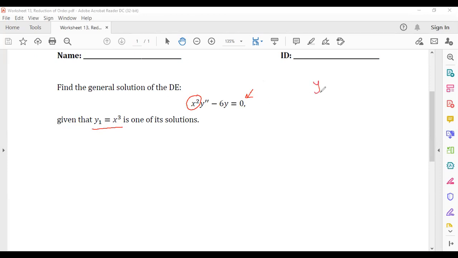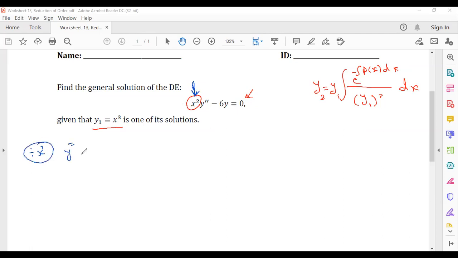I remember the rule of the second solution: y2 equals y1 times the integral of a fraction, with denominator y1 squared, and the numerator is the exponential of negative integral of p(x) dx, and here I have dx. First of all, I remember that my differential equation must have the coefficient of y double prime be 1, so I'm going to divide by x squared. So I have y double prime minus 6 over x squared y equals 0. Where is my p, which I need to plug in here? Don't forget that p is the coefficient of y prime. There is no y prime, that means my p(x) is 0.